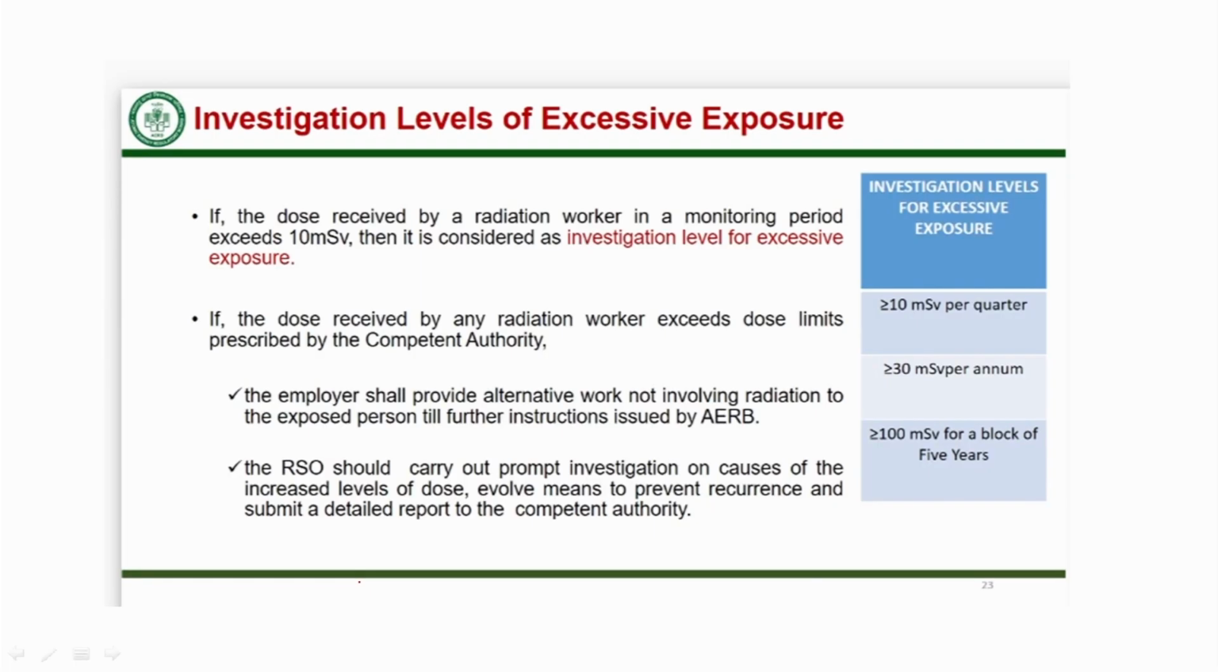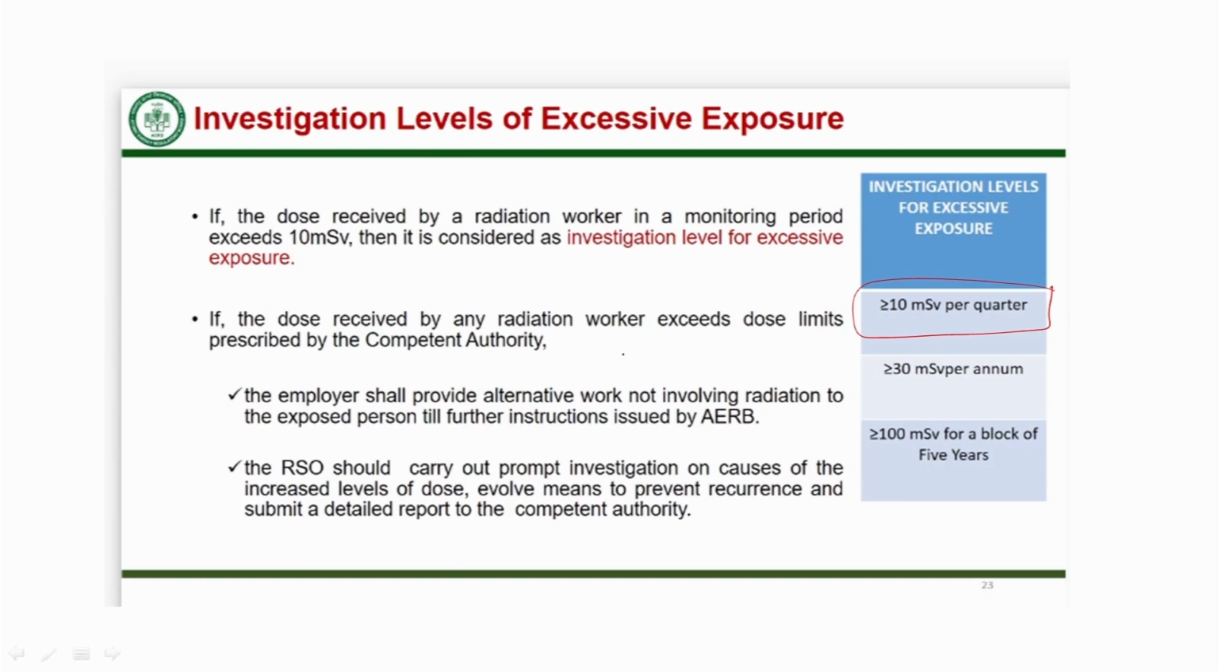Now the investigation level of excessive exposure. These are the common things which also happen in radiotherapy or any radiation facility, overexposure. So what happens in overexposure? If the dose received by a radiation worker in a monitoring period, a 3 month quarterly monitoring period, exceeds 10 millisievert, then it is considered to be the investigation level for excessive exposure. So if any radiation worker receives a dose greater than or equal to 10 millisievert per quarter, it will come under investigation for excessive exposure.